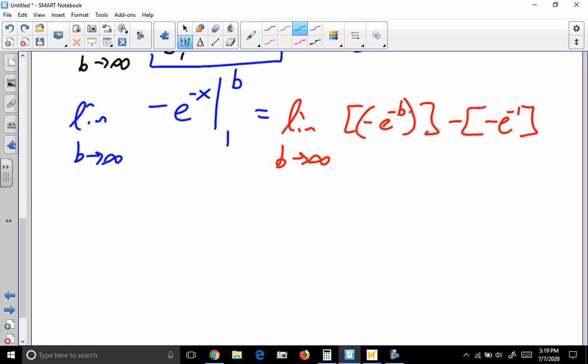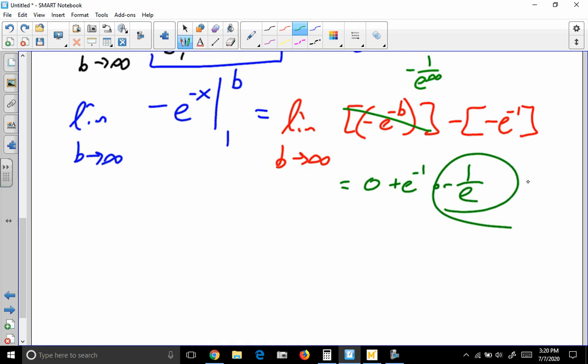If we let b go to infinity, if this exponent goes to infinity, then that's like having 1 over e to the negative infinity. We could move that to the denominator and call it positive infinity. If the numerator is constant and the denominator goes to infinity, that goes to 0. So we have 0 minus a negative, which makes it positive, e to the negative 1, or 1 over e. So our integral converges to that.